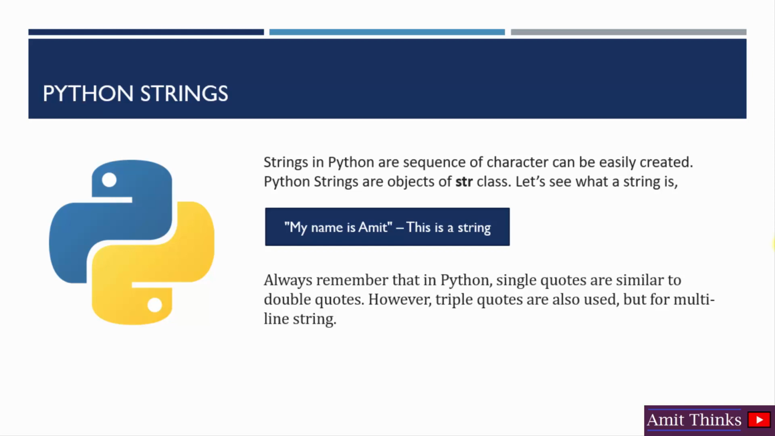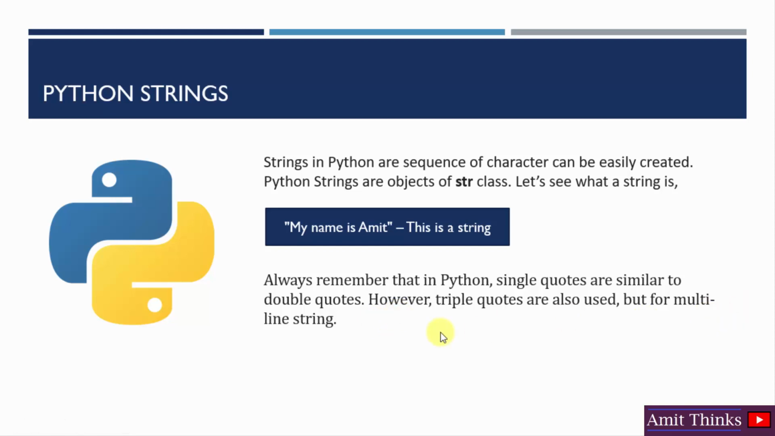String is basically a sequence of characters. In Python, creating a string is really easy. It's not like Java. In Java, you need to use the character array or you need to use the string class, but in Python, you just need to write like this and assign it to a variable. This will create your string in Python. We have added double quotes to it, but remember that in Python, single quotes are similar to double quotes. We also use triple quotes, but in case we need to create a multi-line string. We will see all these with an example.